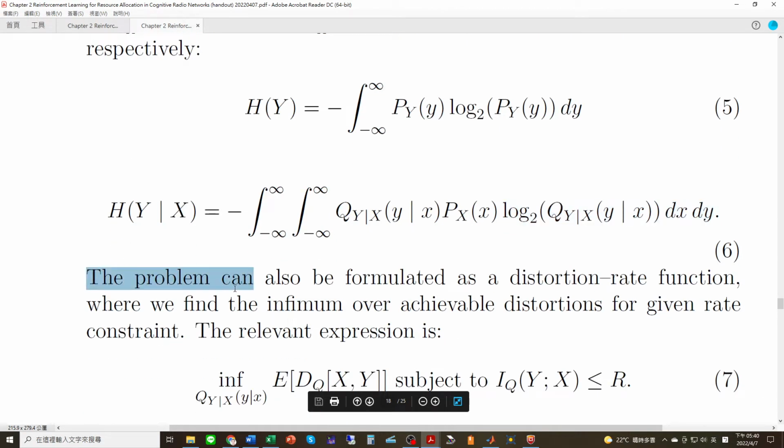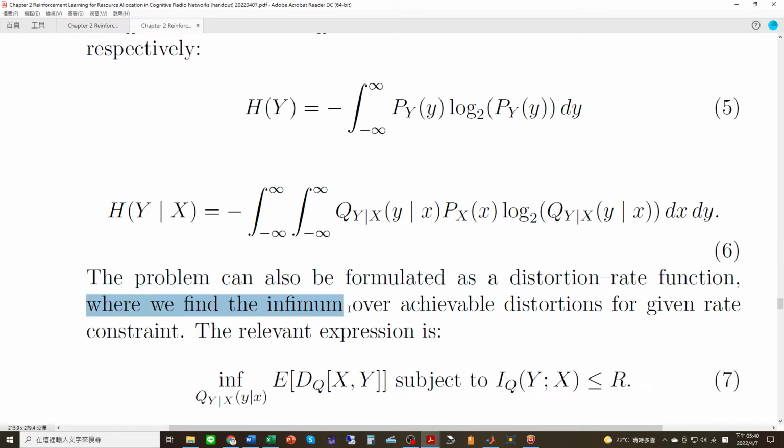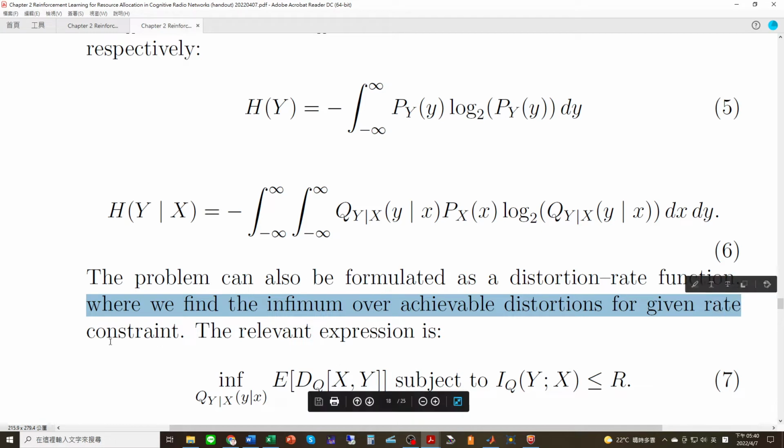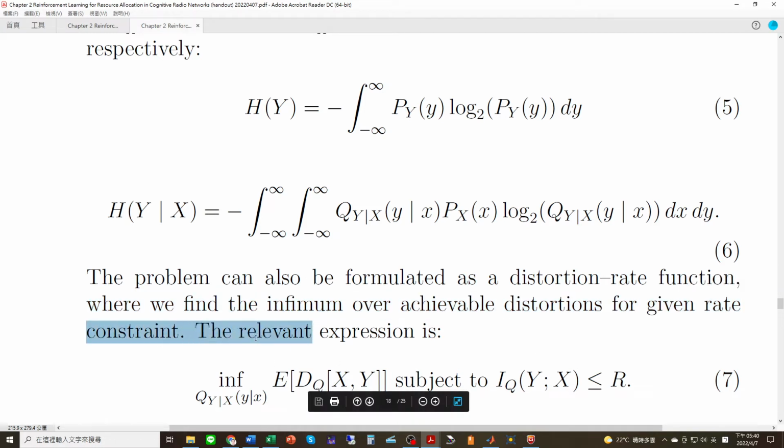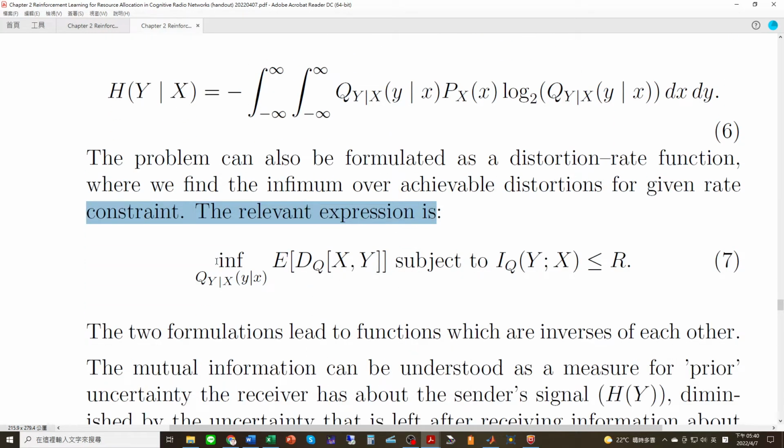The problem can also be formulated as a distortion rate function, where we find the infimum over achievable distortions for a given rate constraint. The relevant expression is the infimum over all possible Q_{Y|X}(y|x). Do you remember what is Q_{Y|X}?